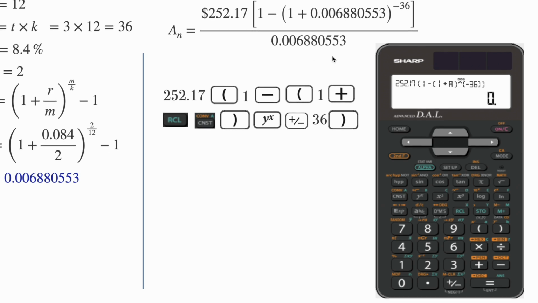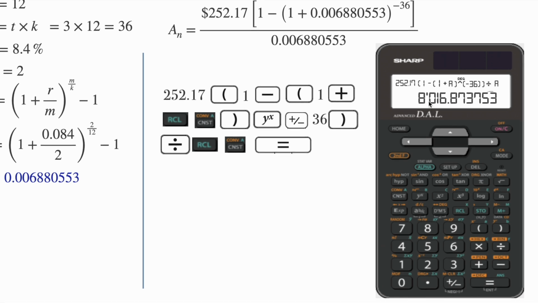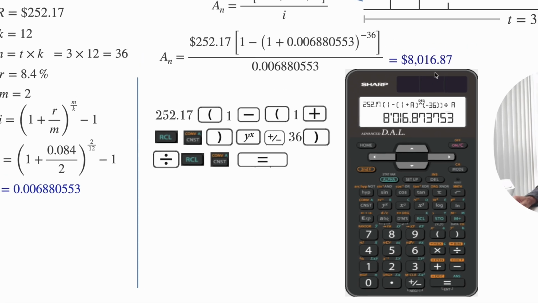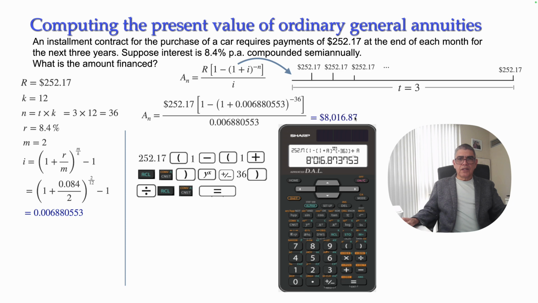Divided by, again, the number that is in the memory of your calculator. So divided by recall A, and then you can press equal. So you press equal, and that gives you the answer in the calculator, 8,016.87 if you round it to 2 decimals. So it will be the number. This is the amount financed, and that's it.